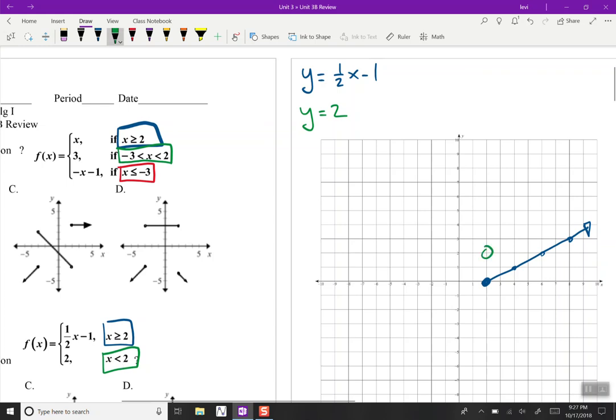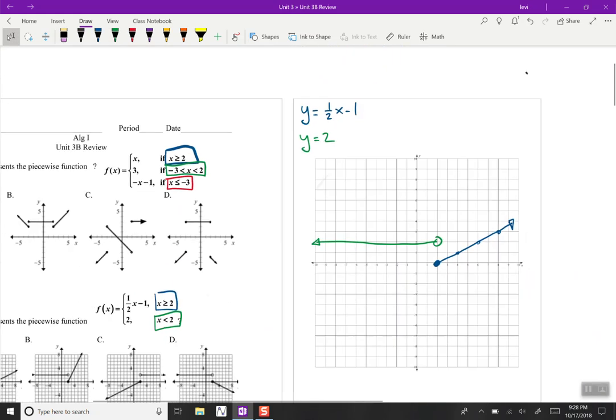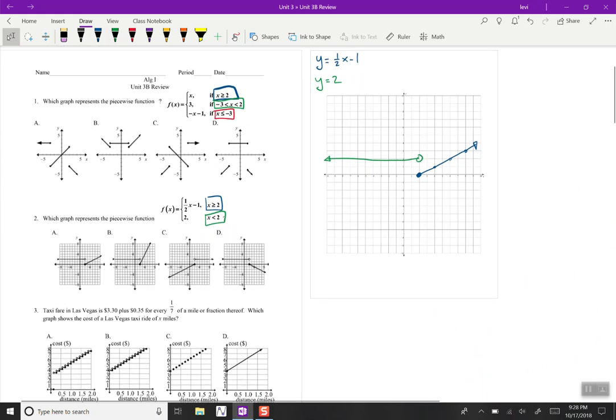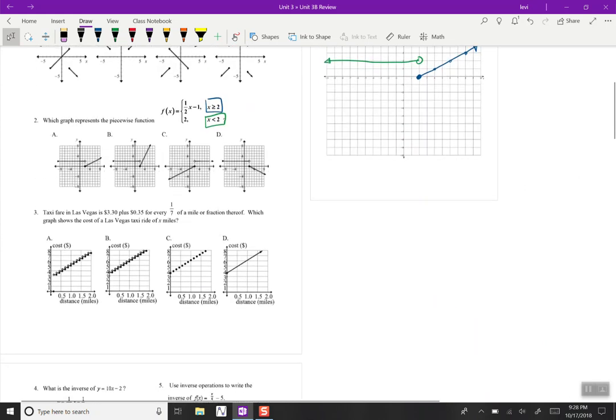We don't have the equal symbol, so I'm using an open circle, and everything to the left. We draw a line to the left. So that's that piecewise function. Alright. And what does that look like? That looks like B to me. Okay.